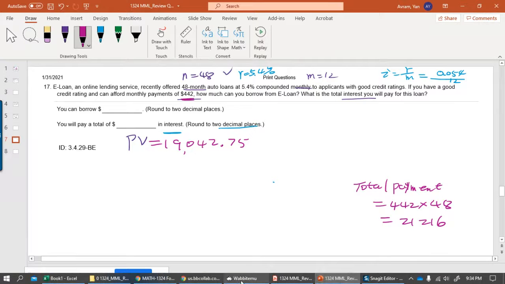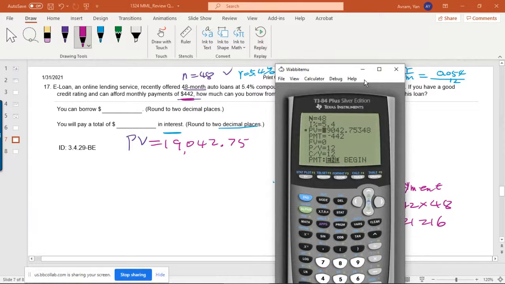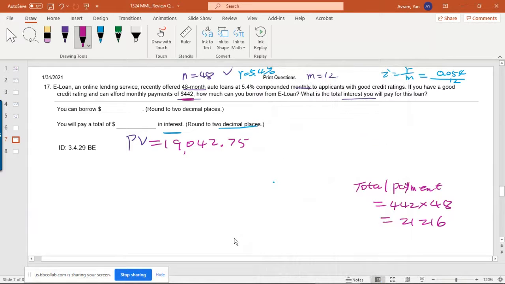Okay, so this is using the app. And how much are you actually paying? Remember, if you pay $442 for 48 months, you are actually paying this much. So this is still your total payment, right? And you borrow this much, this is your loan, okay? And how much is the interest? The interest is the total payment, the total amount, minus the principal, minus the present value.